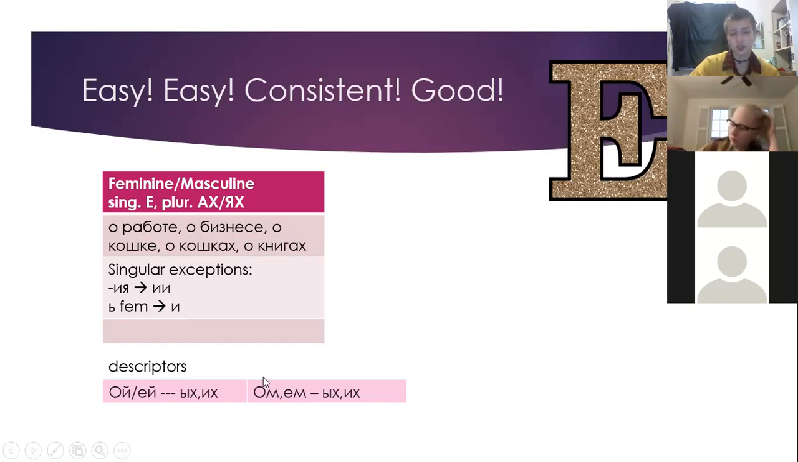Descriptors, unfortunately, are gender differentiated. Oye for feminine, omiem... Oh yeah, sorry, that's not the plural, that's the singular. Singular adjectives: oye for feminine, omiem for masculine, but ich for plural for any gender. Find some words that work for you, make examples with them, memorize them. I can't say it enough.